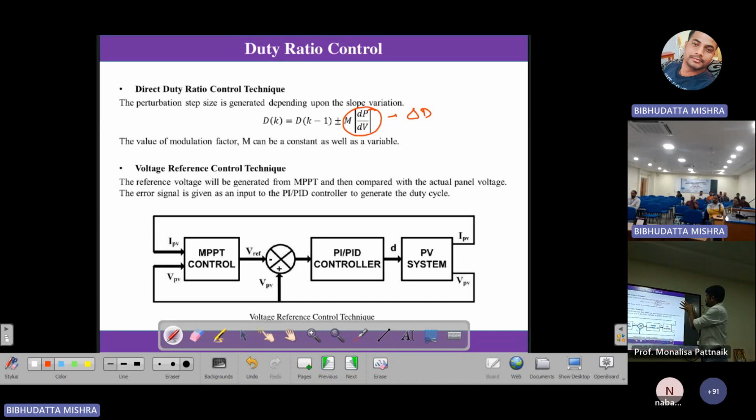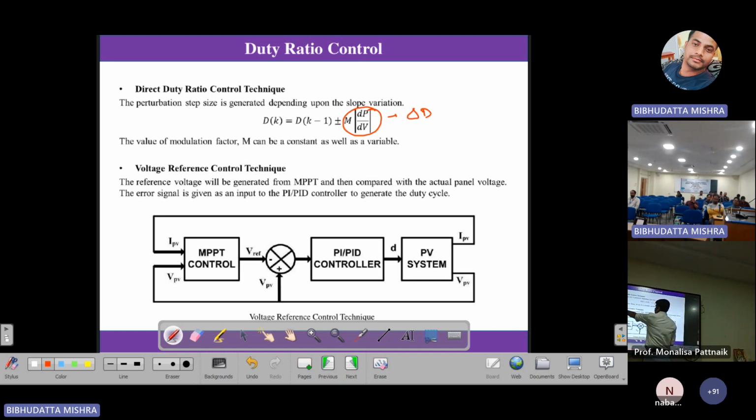So this is one of the ways where there is no control loop. It is like open loop control. We are just changing the duty ratio and the panel voltage is changing. Another way to make it a closed loop, what people are doing, is sensing the voltage.